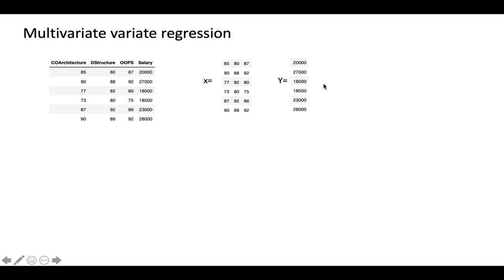So let's assume that some weights are there along with this X, like w1 into 85, w2 into 80, and w3 into 87 would give 20,000, and the same w1 into 90, w2 into 88, and w3 into 92 would give 27,000. Right? It's the same linear equation again, but in a high dimensional space. So we need 3 w's here. If we find these w's, we can predict the salary given the 3 marks of any student, right? And again there will be some prediction error.